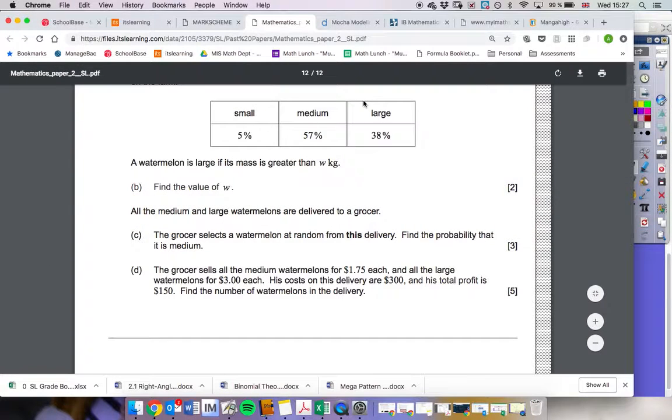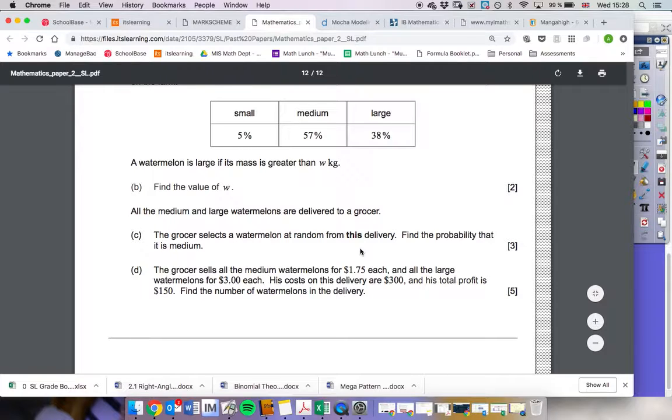Okay, let's take a look at part D. The grocer sells all the medium watermelons for $1.75 each and all the large watermelons for $3 each. His costs on this delivery are $300 and his total profit is $150. Find the number of watermelons in the delivery.